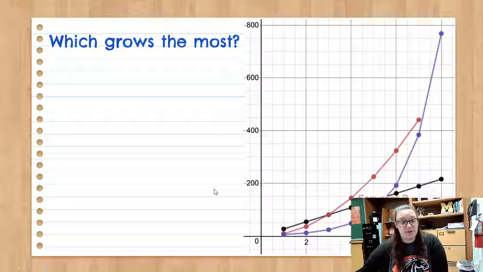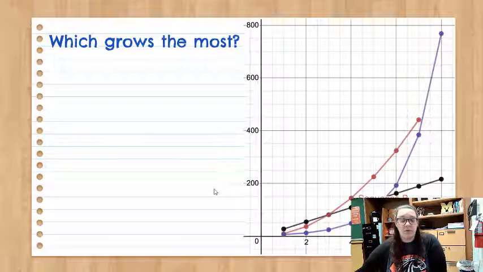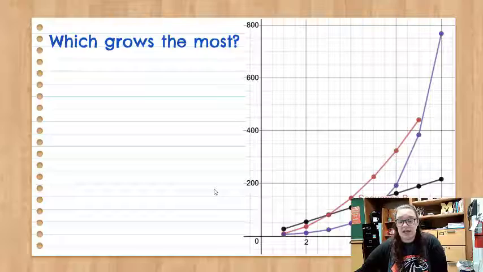That's what we've got for today, looking at how different things grow. We will continue to talk about these rates of change and more next time.